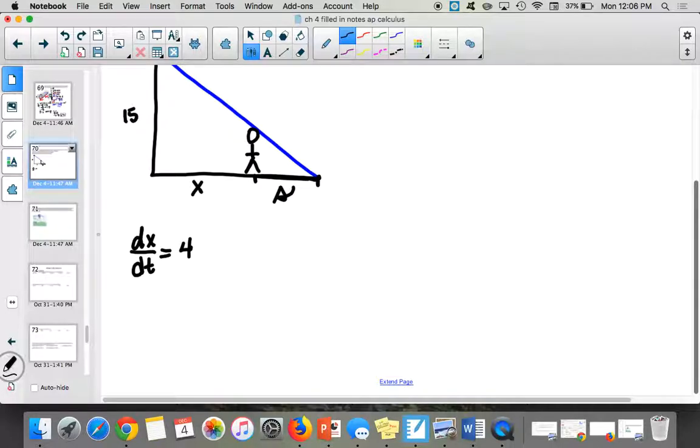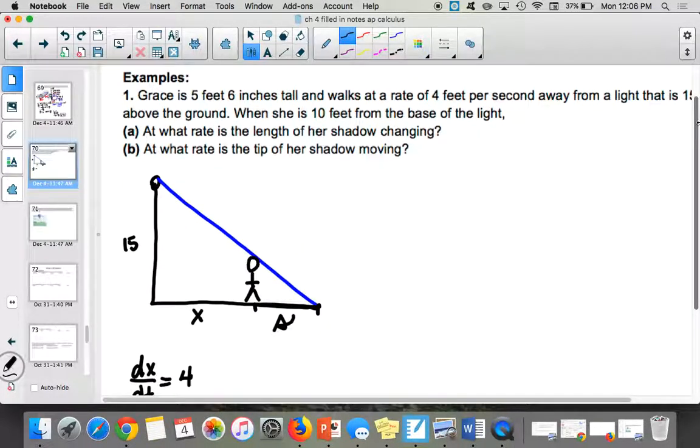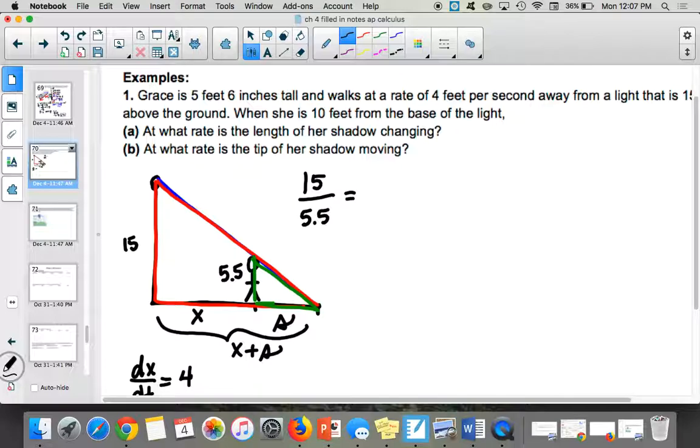We want to find how quickly the shadow is changing. As she's walking away, the shadow is getting bigger and bigger, like we just talked about. So this, again, is similar triangles. We have a big triangle and a small triangle. The whole distance here is x plus s. So our similar triangles are going to be 15 over her height, which is 5.5, 5 feet 6 inches. So 15 over 5.5 equals (x plus s) over s.